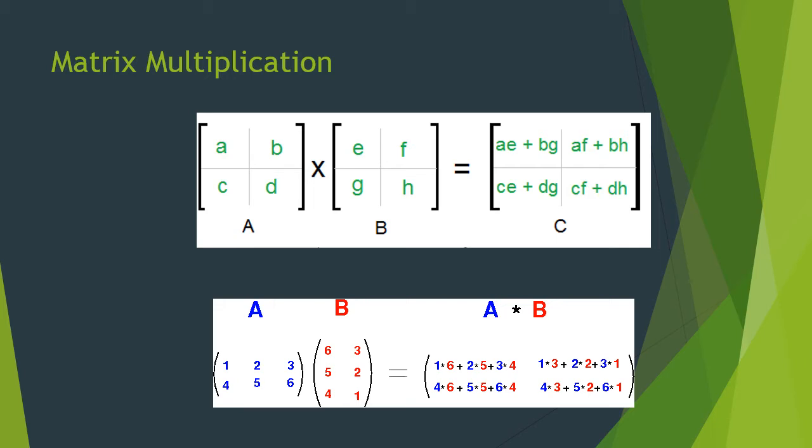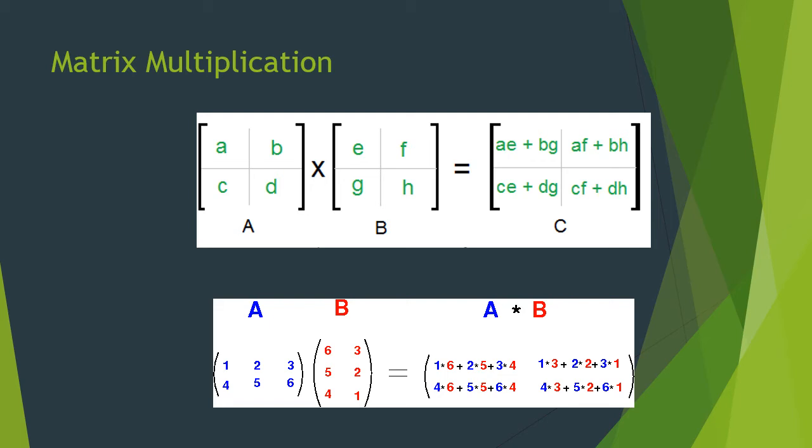Each new element is a row times a column. Then the next element, the row times the next column. And then the next element, row, column, row, column. And you're adding the product of the row times the column. So let's look at it with numbers.